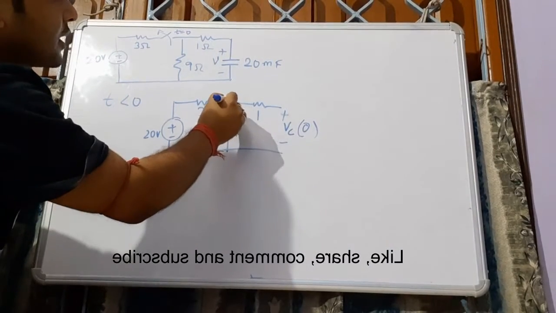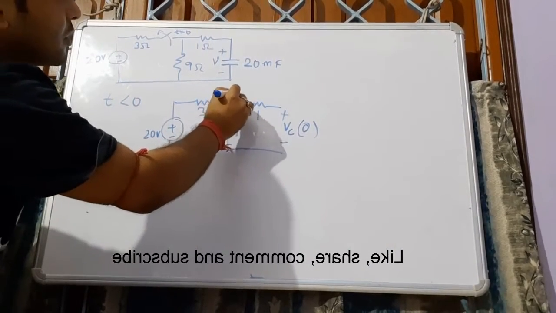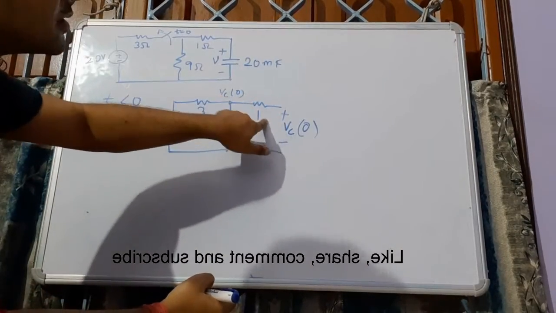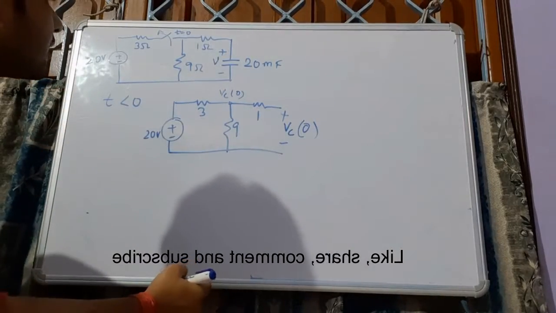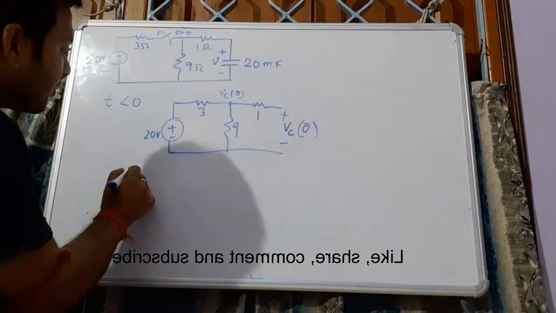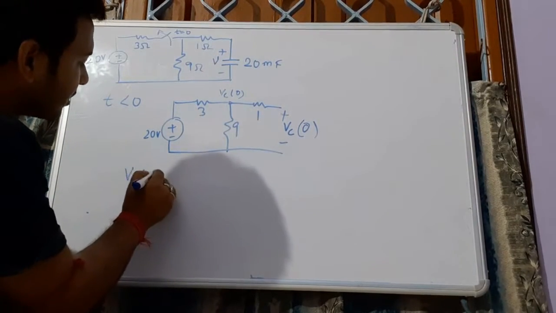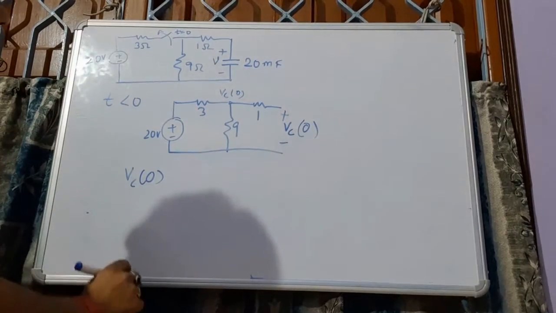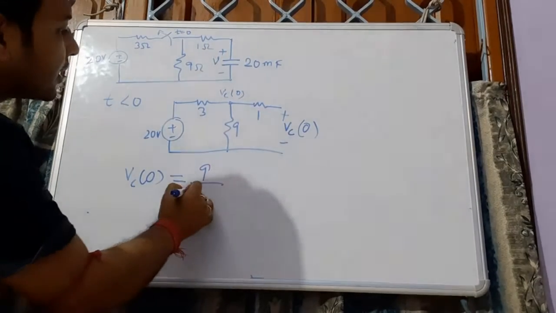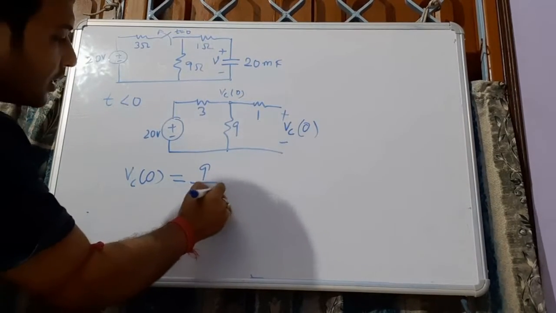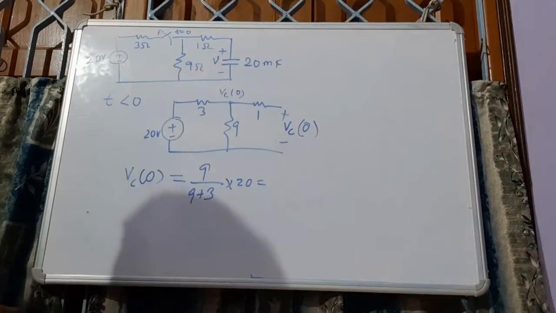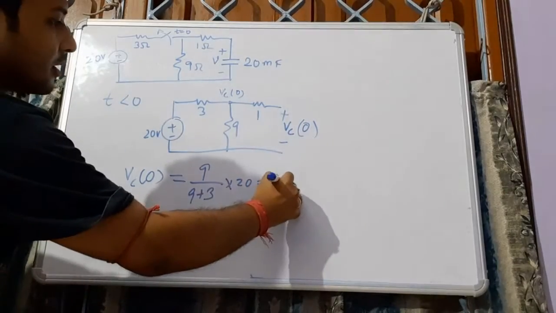Now what will be the voltage of this point? This point is VC0, because there is no current flowing through this 1 ohm resistor, right? Now the voltage is V0, then what will be the value of VC0? Applying the voltage division rule, this will be 9 divided by 9 plus 3 times this voltage 20. So this will be 15 volt, right?